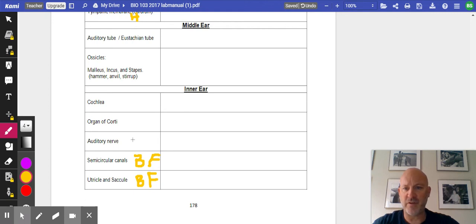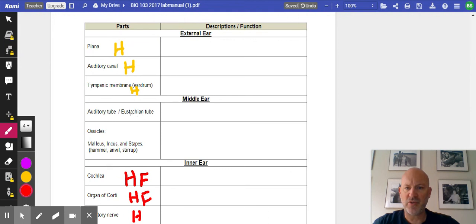The nerve is for hearing. The organ of Corti is for hearing. The cochlea is actually filled with fluids. It's for hearing. The auditory nerve is not filled with fluid, so we could leave that blank. The organ of Corti is part of the cochlea, so we could say it's surrounded by fluids. The eustachian tube is for hearing, but it has air. The ossicles are part of the middle ear. They're surrounded with air. They're just transferring those vibrations from the eardrum to the cochlea. All these parts have air, not fluid.